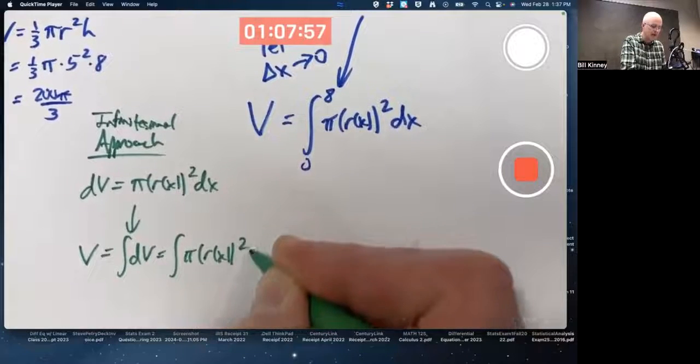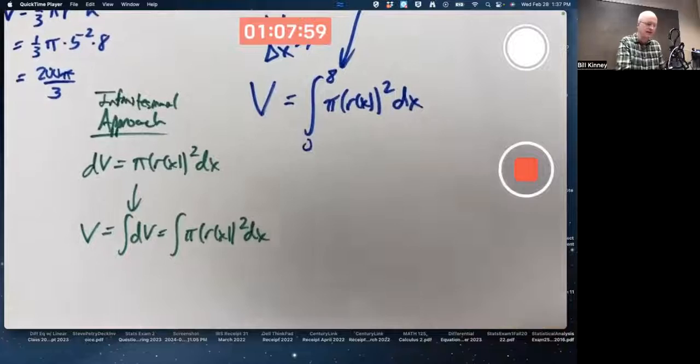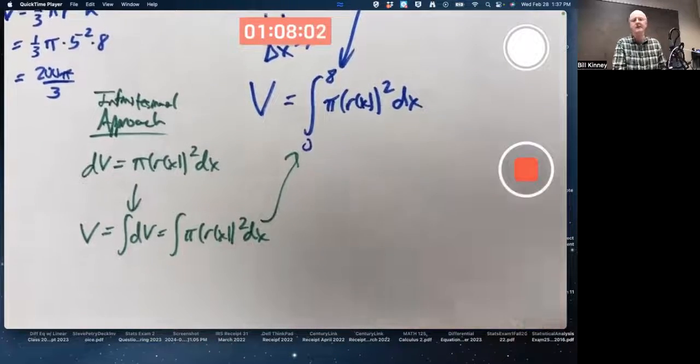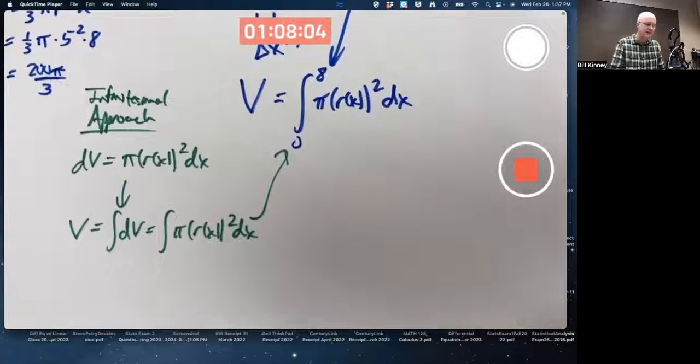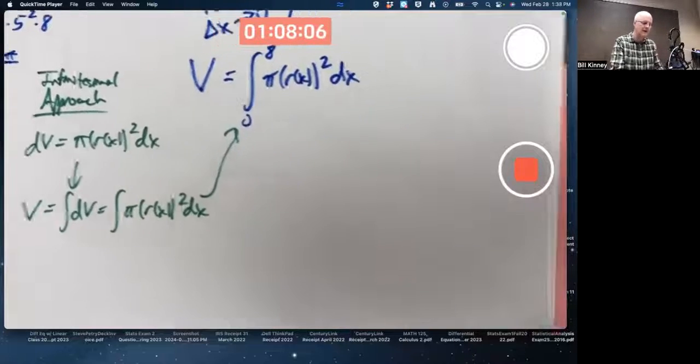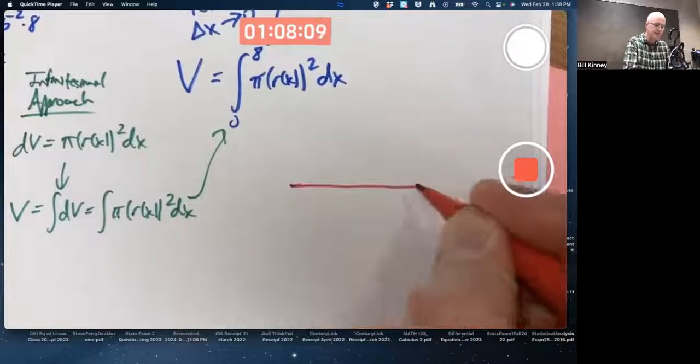Then say to yourself, hey, if I'm actually going to do a calculation, I need to convert that to a definite integral, so do that. Get the same definite integral. Now let's do that integral. We need the r of x function. Quickest way to find it, I think, is with similar triangles.